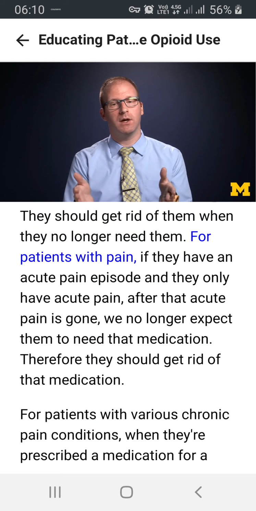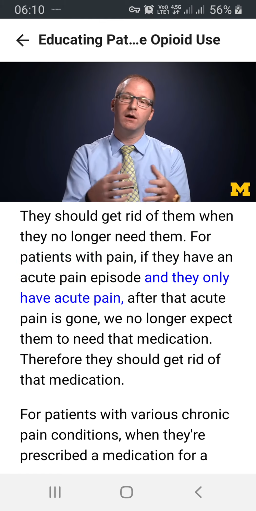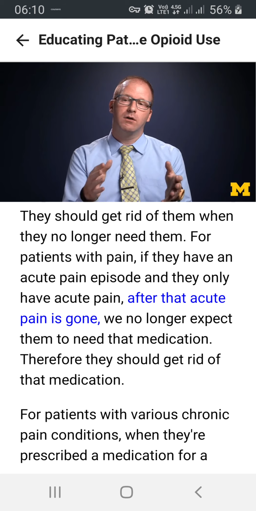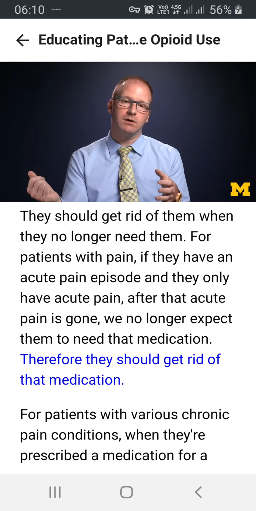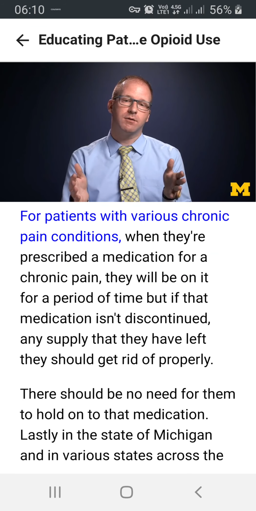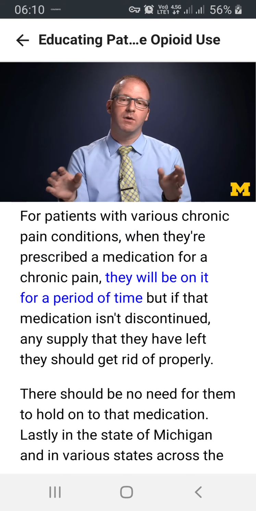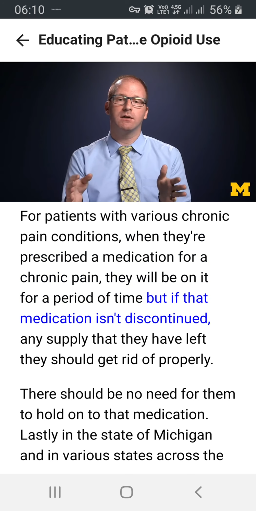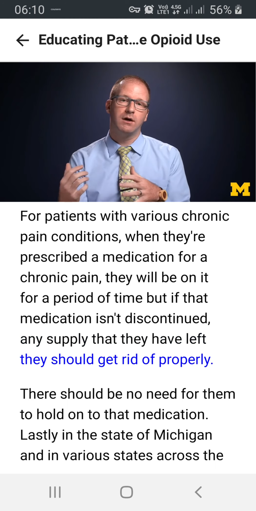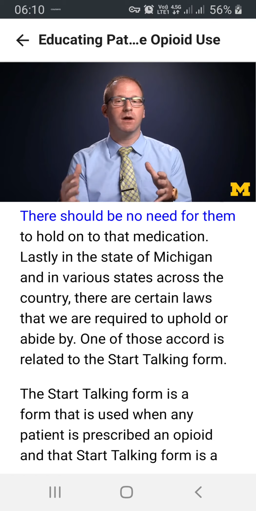For patients with pain, if they have an acute pain episode and they only have acute pain, after that acute pain is gone, we no longer expect them to need that medication. Therefore, they should get rid of that medication. For patients with various chronic pain conditions, when they're prescribed a medication for chronic pain, they will be on it for a period of time. But if that medication is then discontinued, any supply that they have left, they should get rid of promptly. There should be no need for them to hold on to that medication.